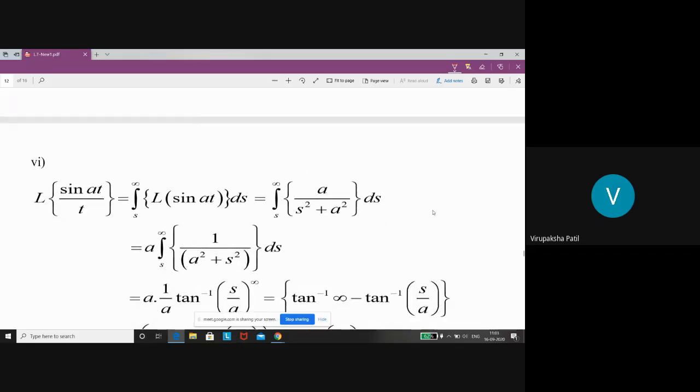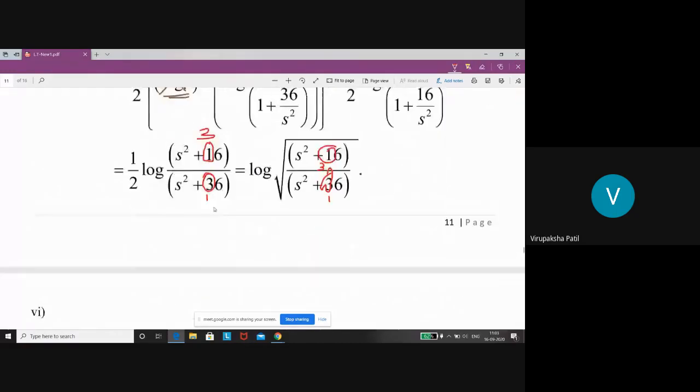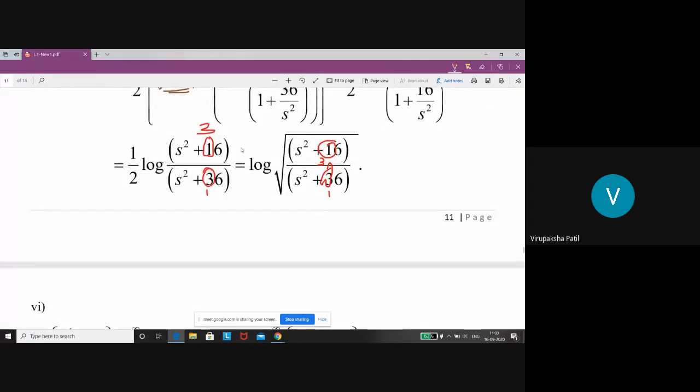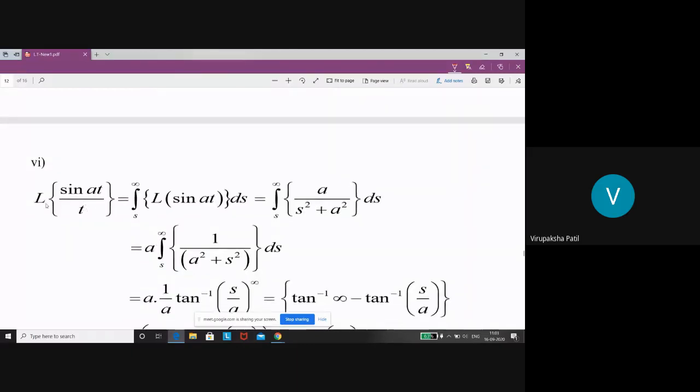Now, usually, see what you observed in all the previous 5 examples: almost all your exam answers are in terms of log only. Now we will go for a different example. Here, Laplace transform of sin(at) divided by t. Divided by t means again integration from s to infinity.